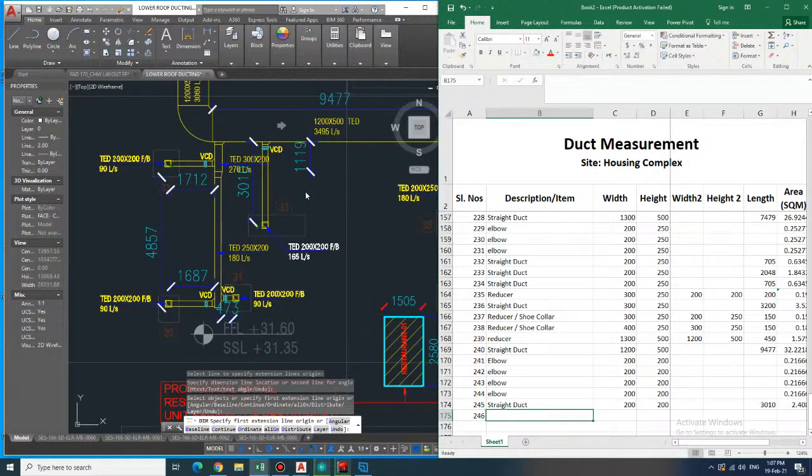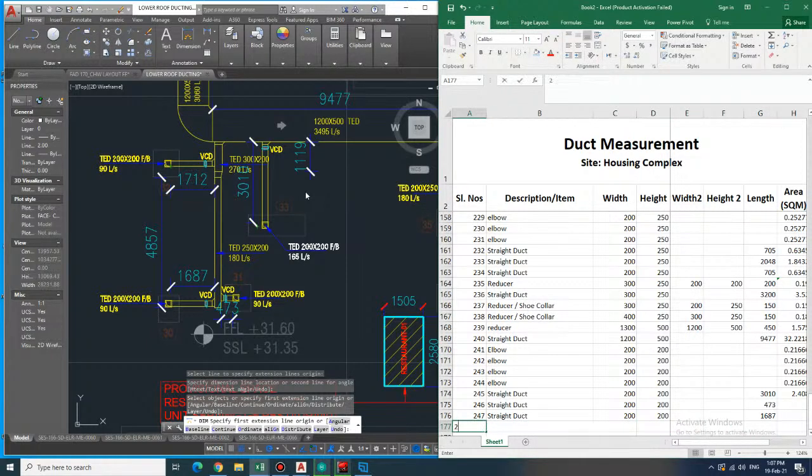246 straight duct, 200 by 200, length 473. Again 247 straight, 200 by 200, length 1687. Again 248 straight duct, 200 by 200. The length will be 1712.